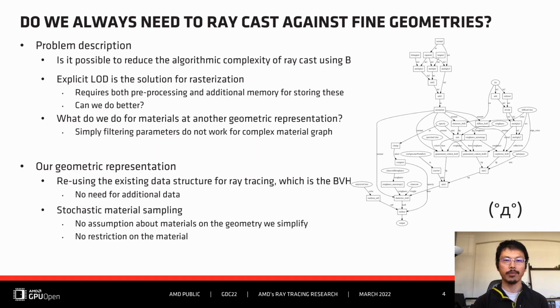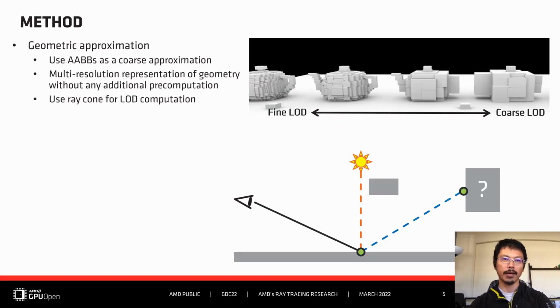And in this work, we propose a geometric representation which doesn't add any additional data structure nor pre-processing for the simplification for the geometry. It's just a logic you can put in your BVH traversal logic, which is super handy and great. We also propose stochastic material sampling, which does not pose any assumption on the materials we have in the scene. So it works on any complex material you may have.